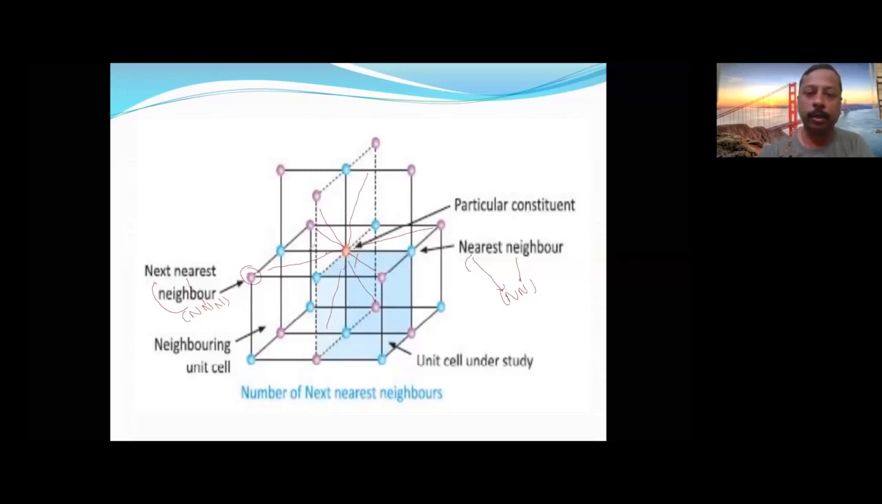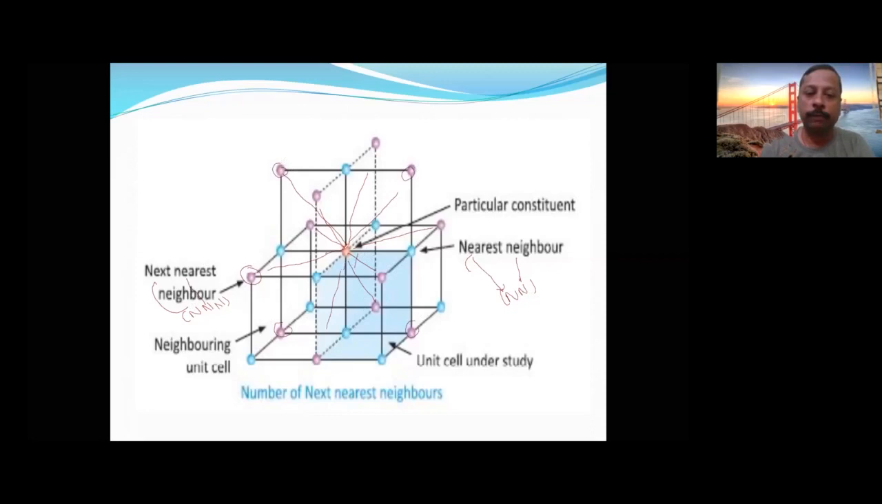And in the horizontal plane, how many next nearest neighbors are there? Four. In the vertical plane perpendicular to us, also four. In the same way, these are vertically up but parallel to us. So now I will tell you the total number of next nearest neighbors overall.